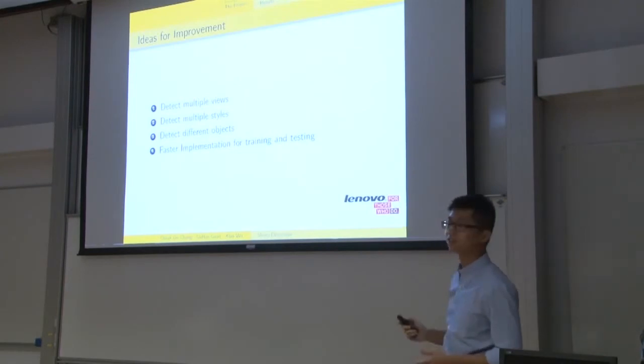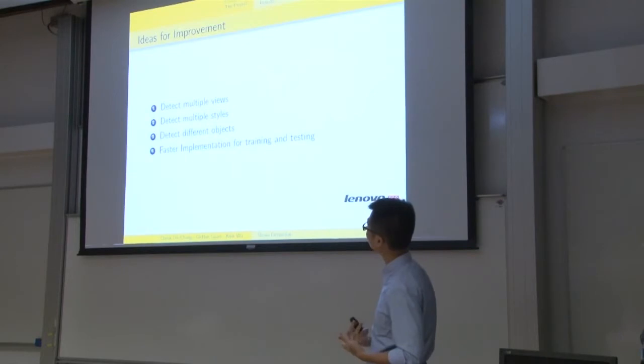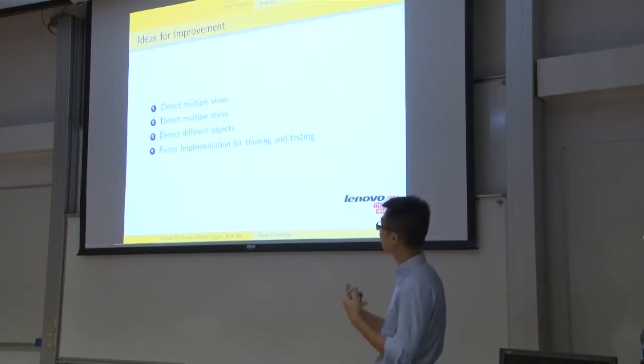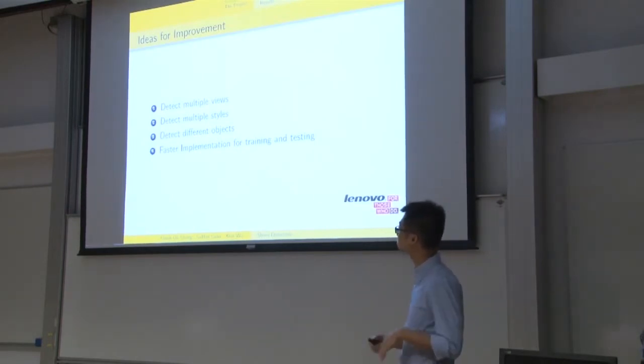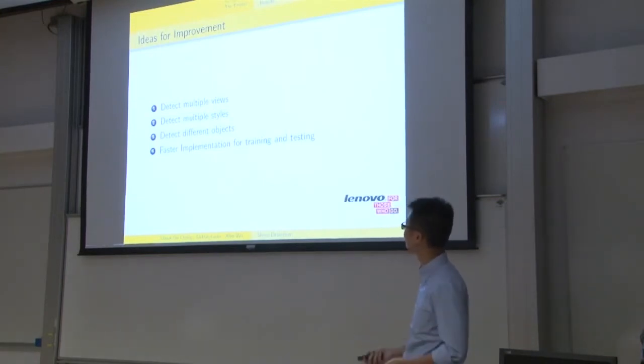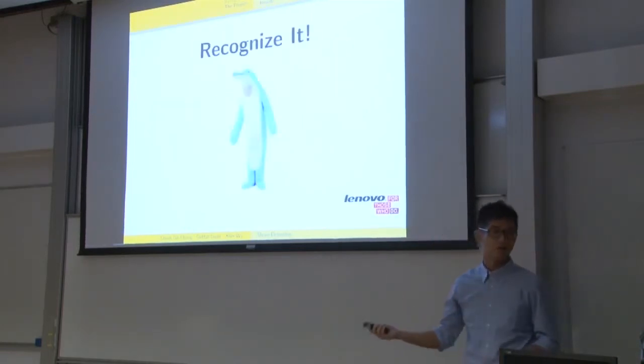And here are some ideas for improvement. We want our model to detect multiple views instead of only the side views. And we want our model to detect multiple styles like high heels. And we want our models to become more powerful to detect other objects. And we may try to provide a faster implementation for training and testing. And then we'll show you our demo video.